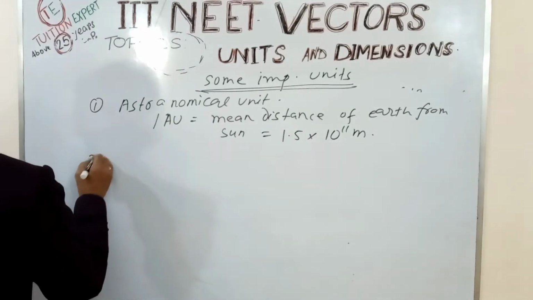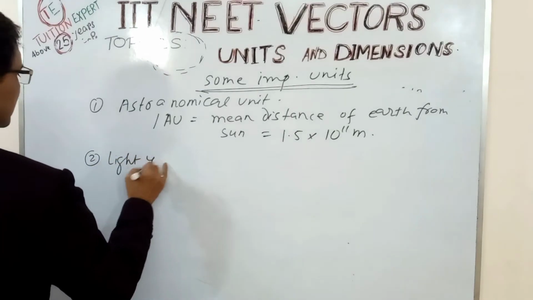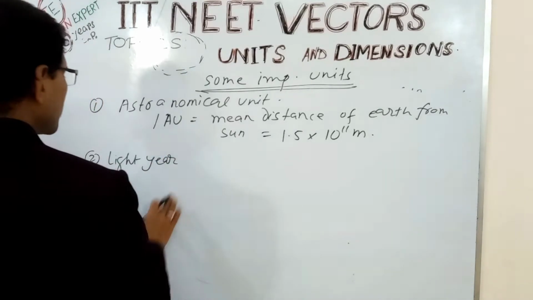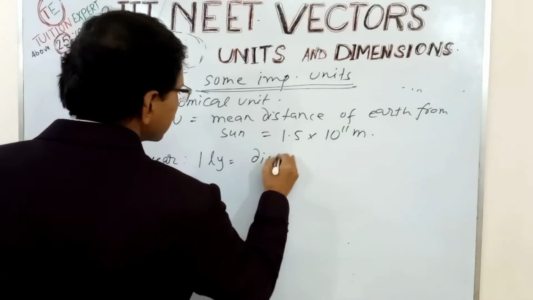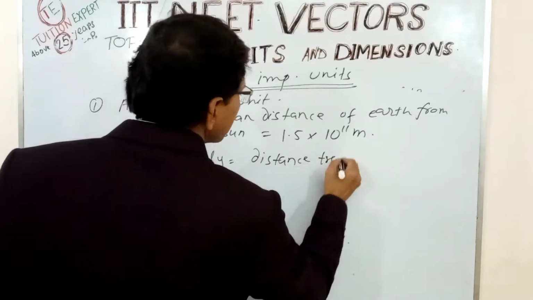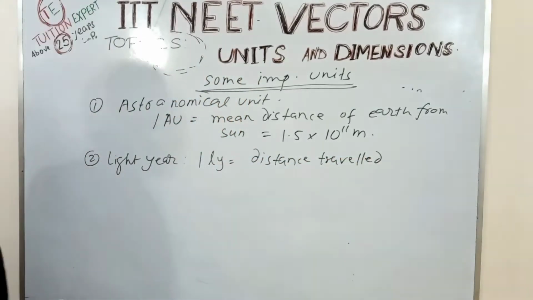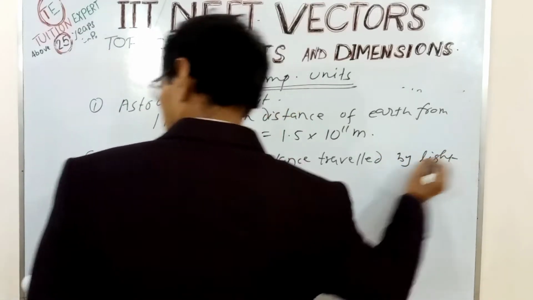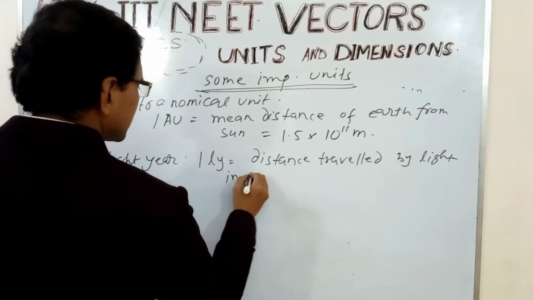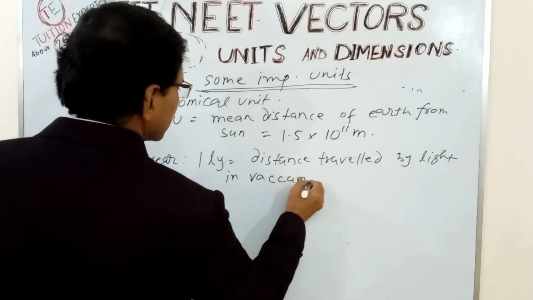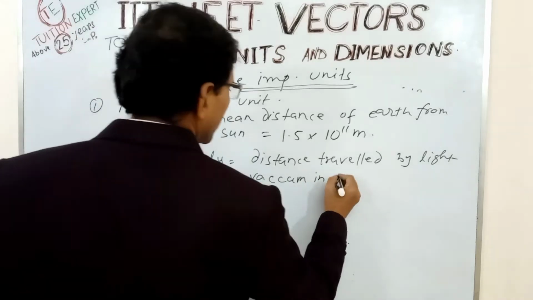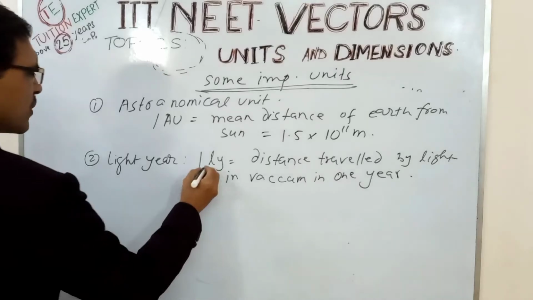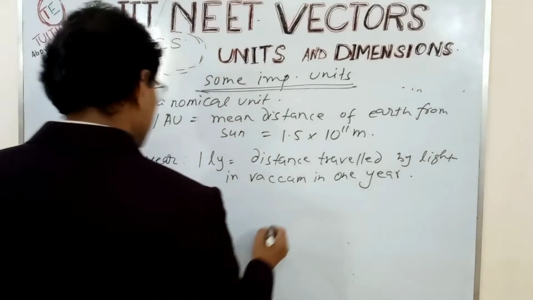And second, light year. It is a unit of distance equal to the distance traveled by light in vacuum in 1 year. 1 LY is equal to this. So this is the value.